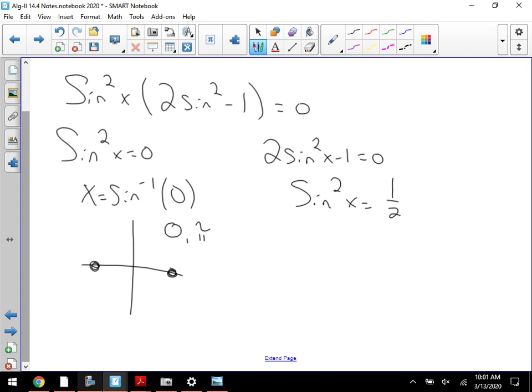Yes, square it. Or excuse me, square root it. So sine of x is plus or minus the square root of 1 over the square root of 2. Well, what's the square root of 1? 1. So I don't even have to really worry about that one. Should I rationalize this? No. There's no reason.